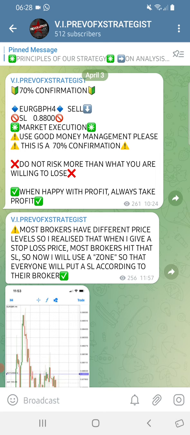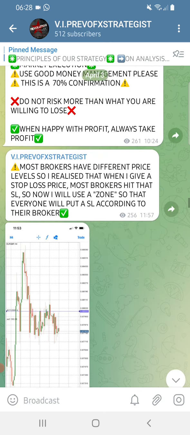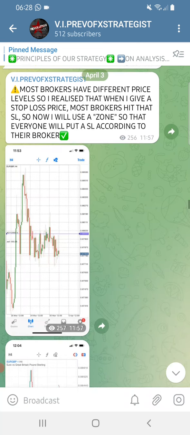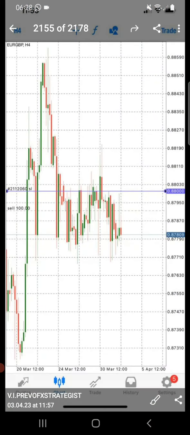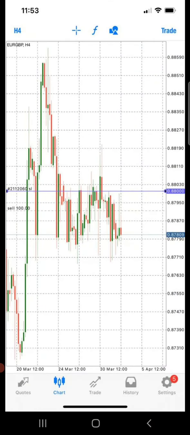And this week we started with a Euro GBP. As you can see, we took a sell there. And this is how the market reacted. As you can see, our stop loss is in position.